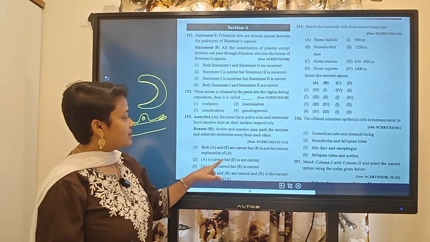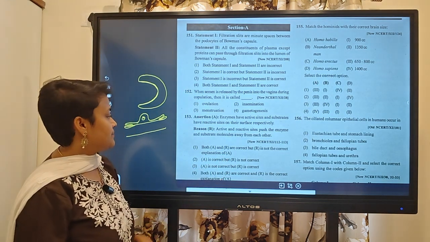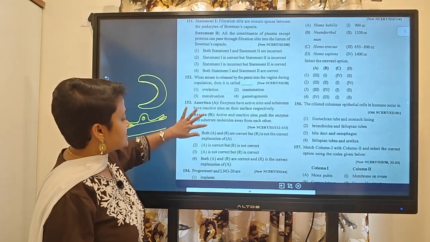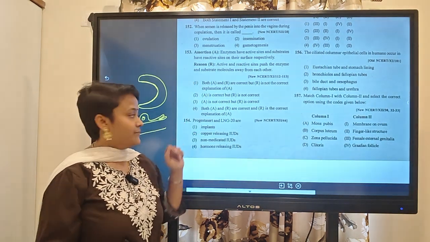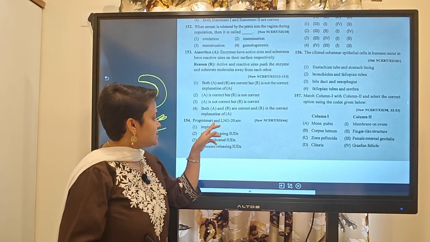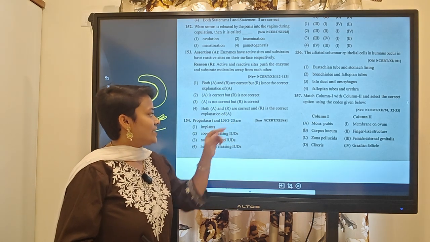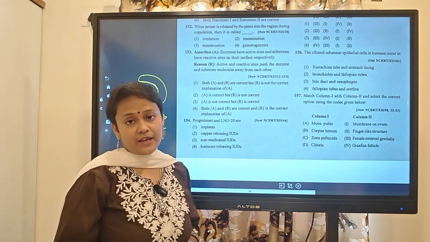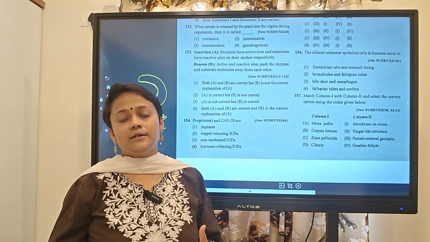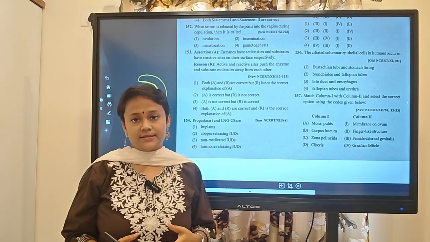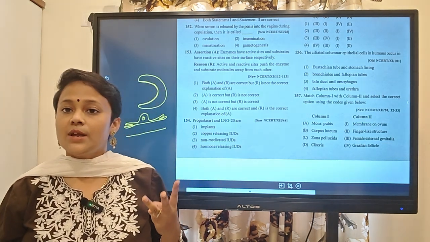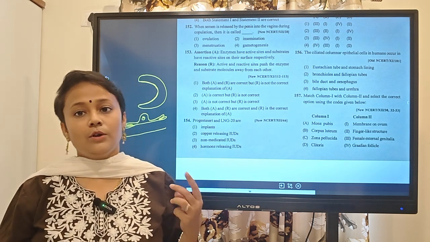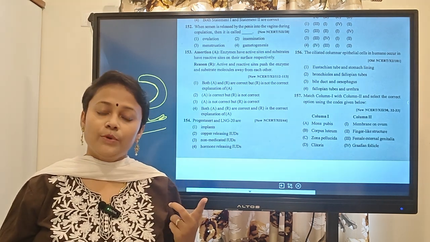A is correct, but R is not correct. Now coming to the next question, which is 154. Progestasert and LNG20. I hope that you can recall the intrauterine devices, right? There are 3 types of intrauterine devices. First of all, non-medicated, copper releasing and hormone releasing.